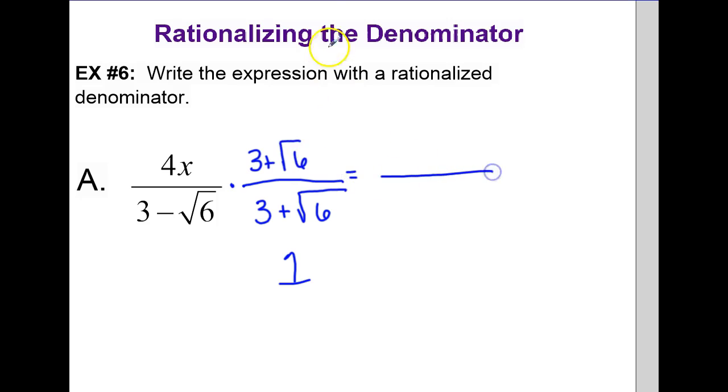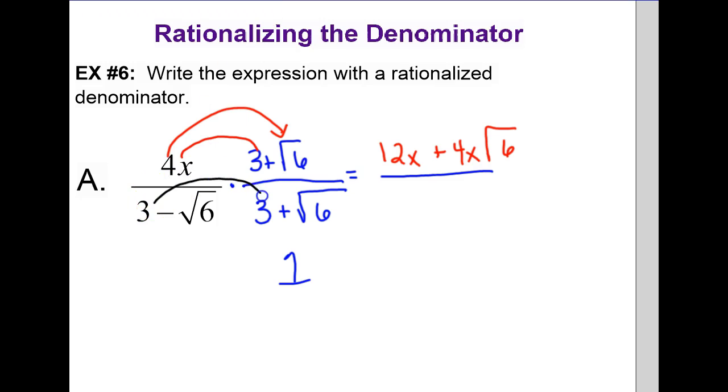And now as I multiply across, 4x times 3 gives me 12x. And then I'm going to take 4x times radical 6. So I get 4x rad 6. Now, if I go ahead and multiply in the denominator, I get 3 times 3 is 9. I get 3 square roots of 6. I'm going to write this out here. 9 plus 3 square roots of 6 minus 3 square roots of 6 minus 6.